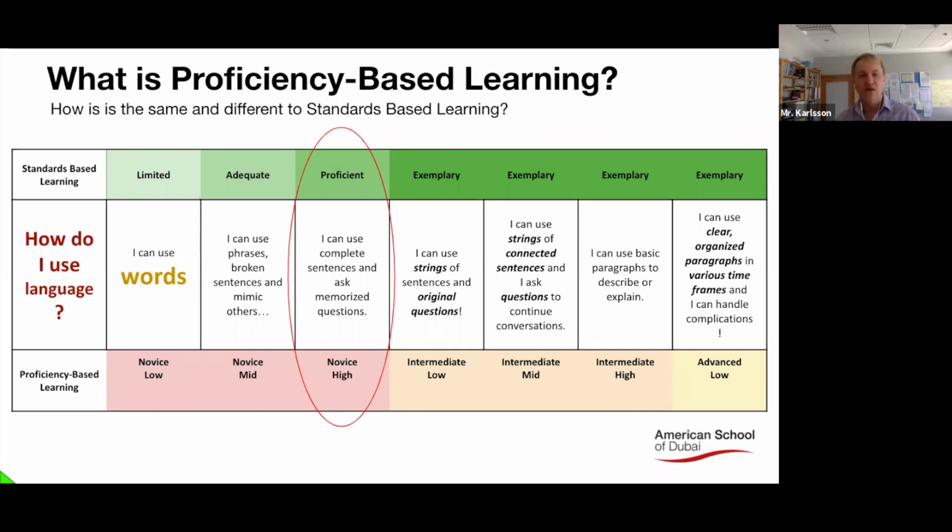What we're moving to is we know that even within a novice high class, with the way that we group students, there are some answers that a student might give that might just be one word. And so even though they might be operating at a novice high level, the answer might be a novice low answer. So with proficiency-based learning, we're actually showing students what they need to do to be able to demonstrate different levels of proficiency along the scale or the ladder that has been used for the last 6 years at ASD. If you go to the next slide.